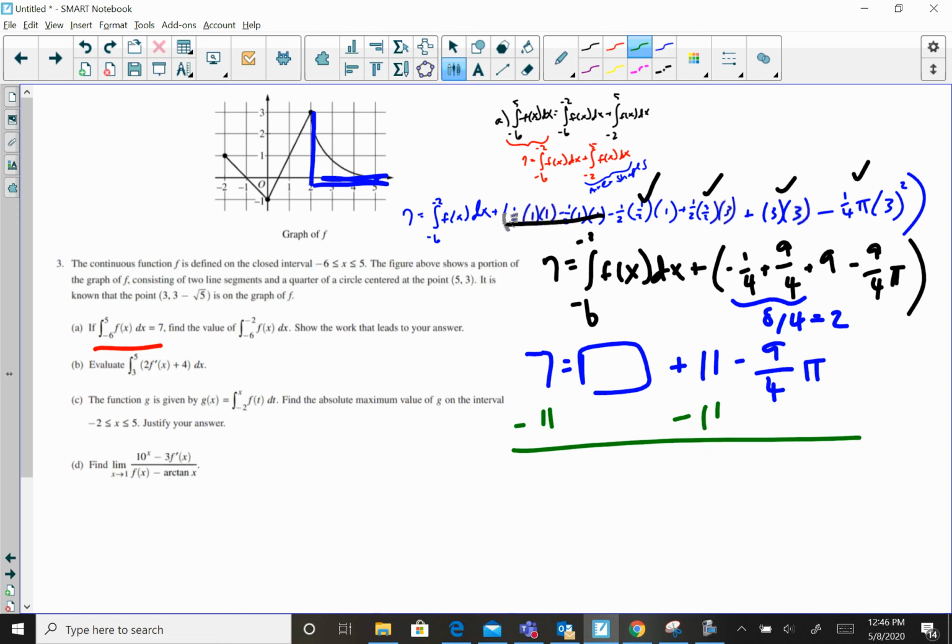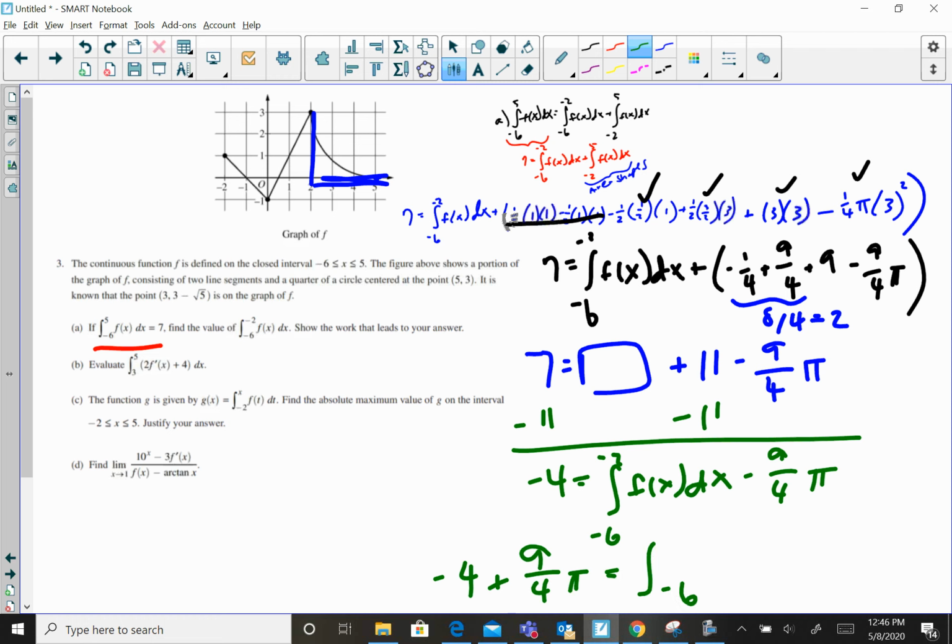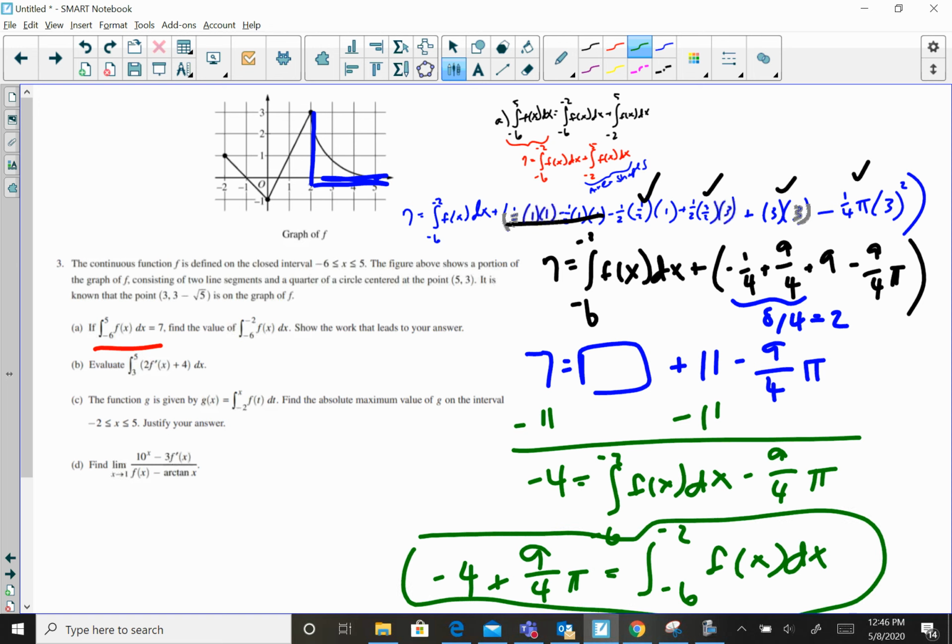So I'm going to subtract the 11. I have -4 equals the integral from -6 to -2 of f of x dx minus 9/4 pi. And when you move it to the other side, -4 plus 9/4 pi equals the integral from -6 to -2 of f of x dx. So that is how you would find that.